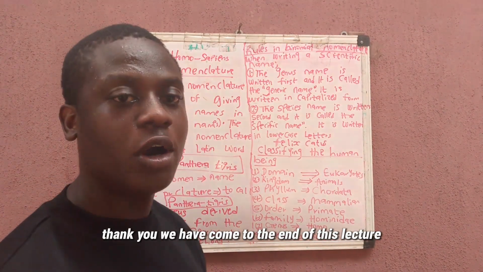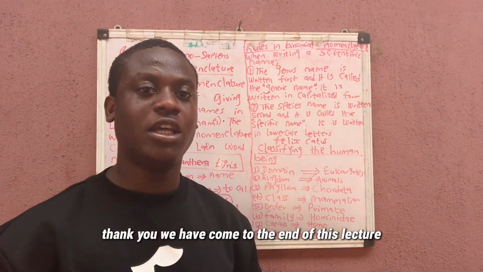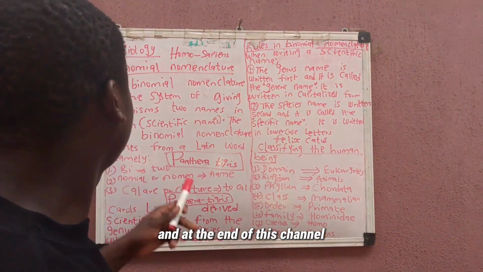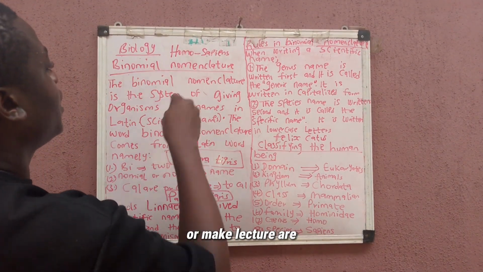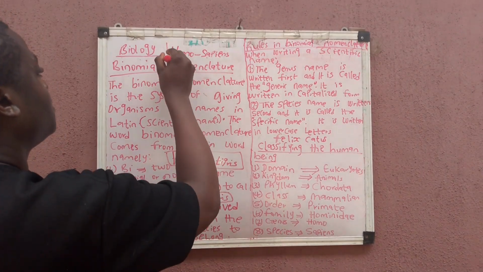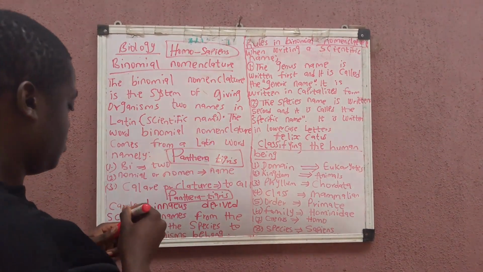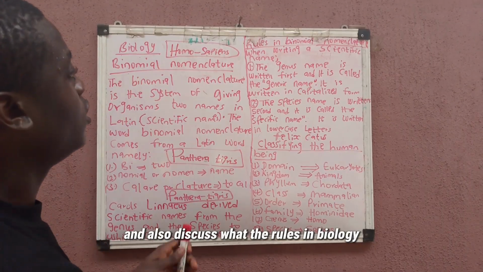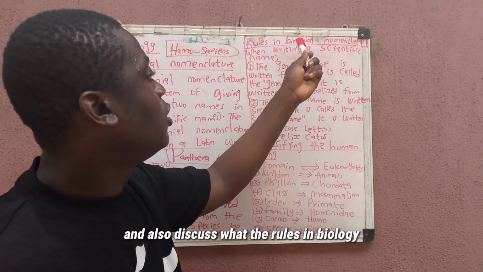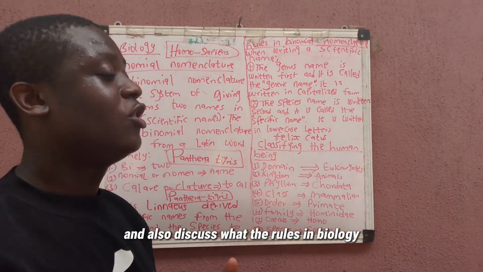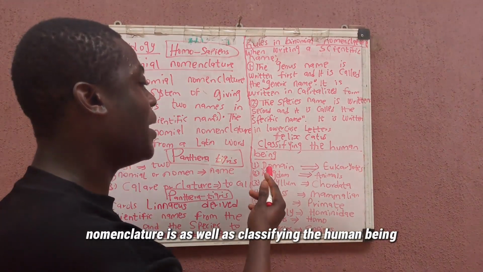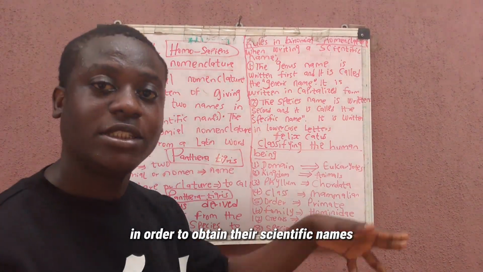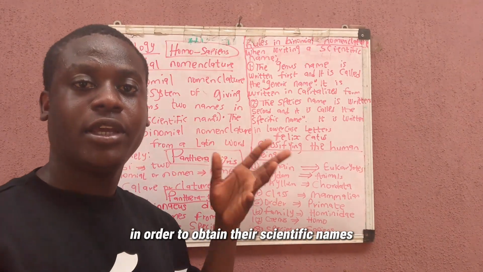Thank you. We have come to the end of this lecture, and in this lecture we were able to discuss what binomial nomenclature is, and also discuss the rules of binomial nomenclature, as well as classifying the human being in order to obtain their scientific name.